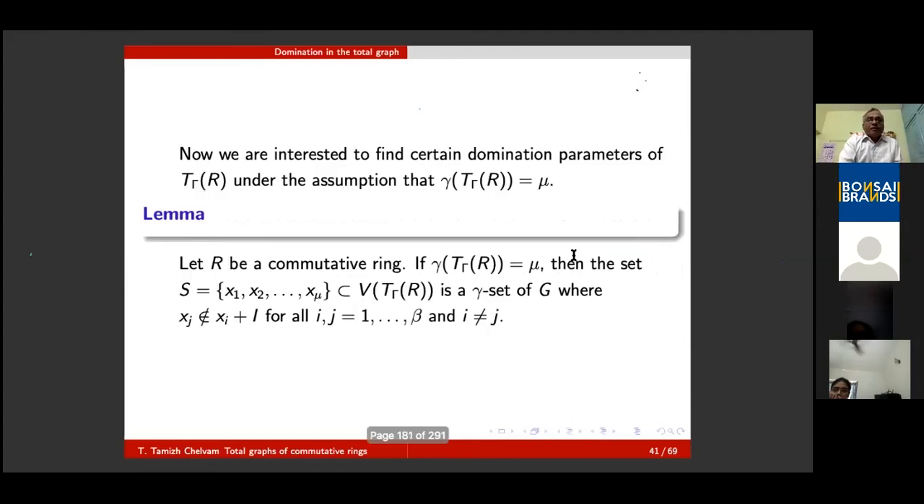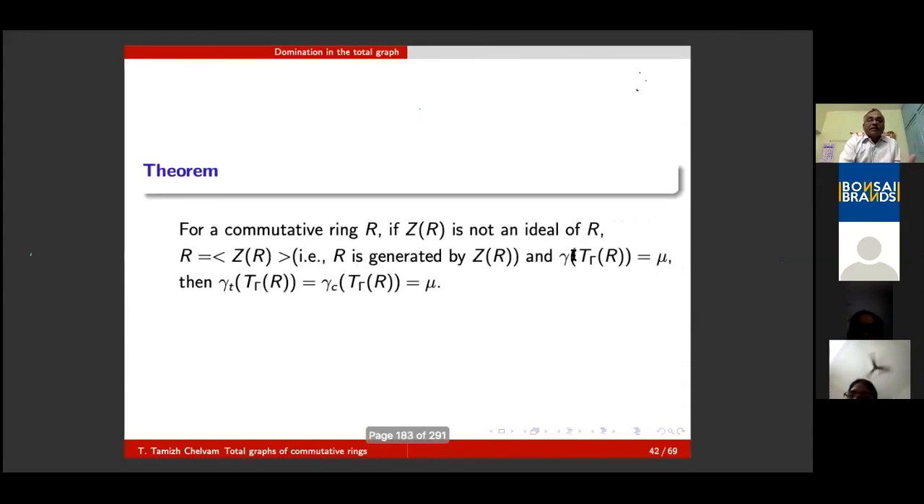Okay. And of course, as I said, all gamma sets are characterized, and thereby we have obtained the domination, total domination, and connected domination numbers. Here again, a specific observation: in the case of zero divisor graphs and total graphs, these numbers, domination, total, and connected, all happen to be equal. So once again, the graphs from commutative rings behave peculiarly. Some of the parameters in the fundamental domination chain happen to be equal.